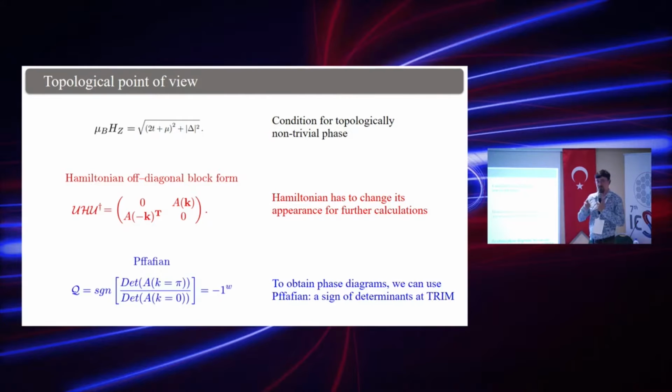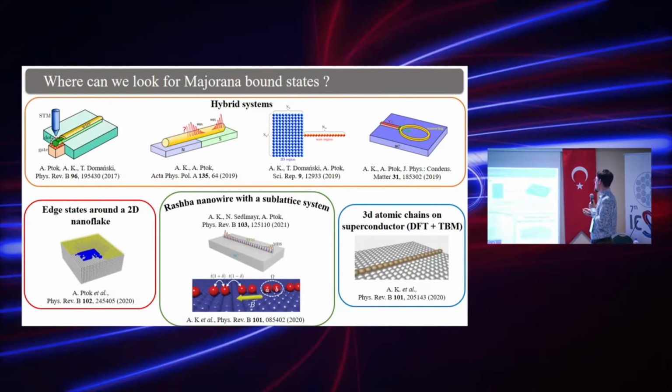However, in order to show more intrinsic properties, we have to use topological invariants, and in order to do so, we have to present our Hamiltonian in another way, like this skew-symmetric form. And from this, we can calculate the Pfaffian, which is the sign of the determinant of those block pairs of the Hamiltonian taken at time reversal invariant momenta. So there we can also look for Majorana bound states.